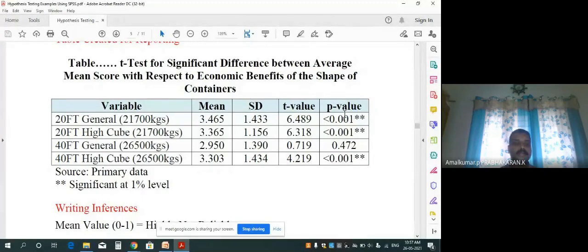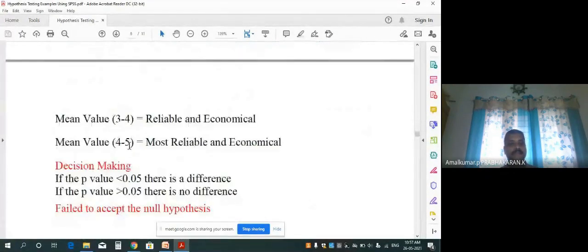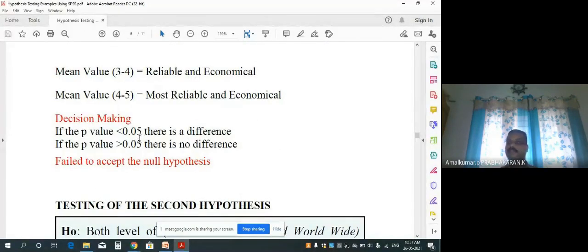The rule is that if the p-value is less than 0.05, there is a significant difference between the hypothesized population mean and the sample mean. That is the inference. The 3 and 3.465 are significantly different. And if the p-value is greater than 0.05, there is no significant difference between the hypothesized population mean and the sample mean. That is the decision-making technique in the one-sample t-test.